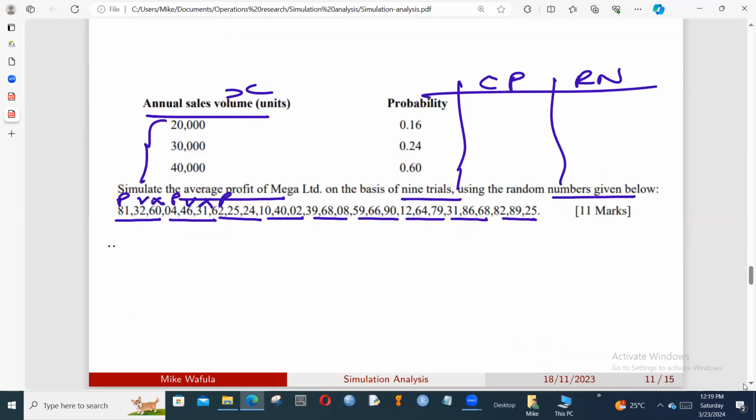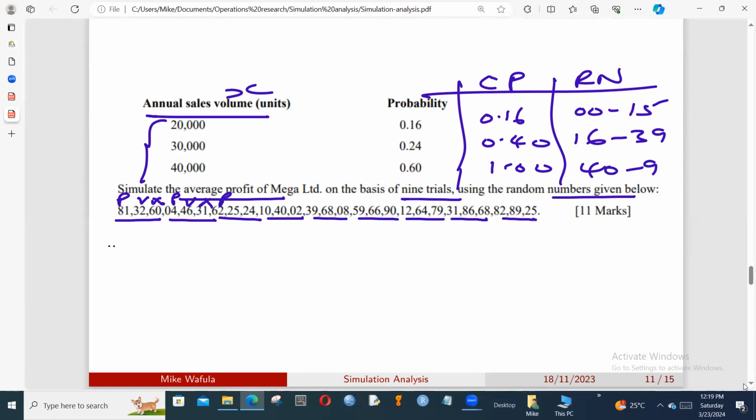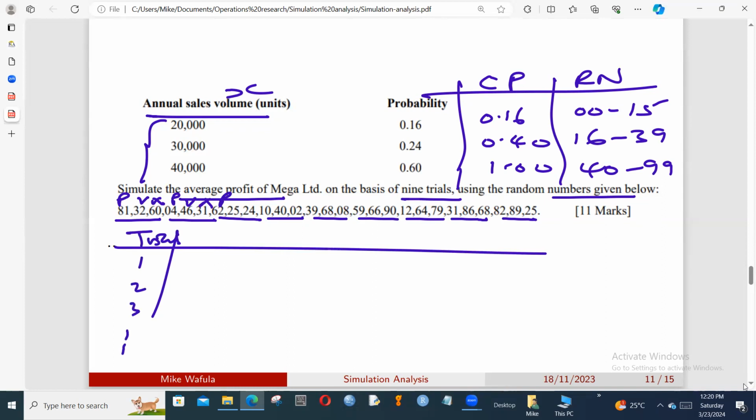So the next table we have 0.16, 0.4, 1.00, so 0 to 15, 16 to 39, 40 to 99. Good. So we create a working sheet where we are having, first of all, trials 1, 2, 3, all the way to 9.